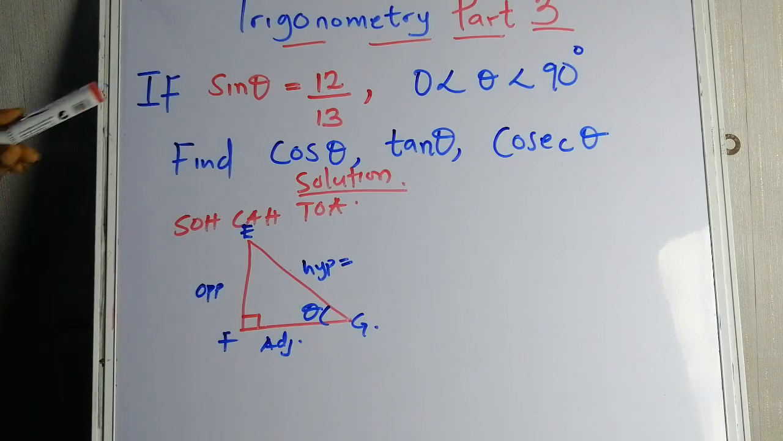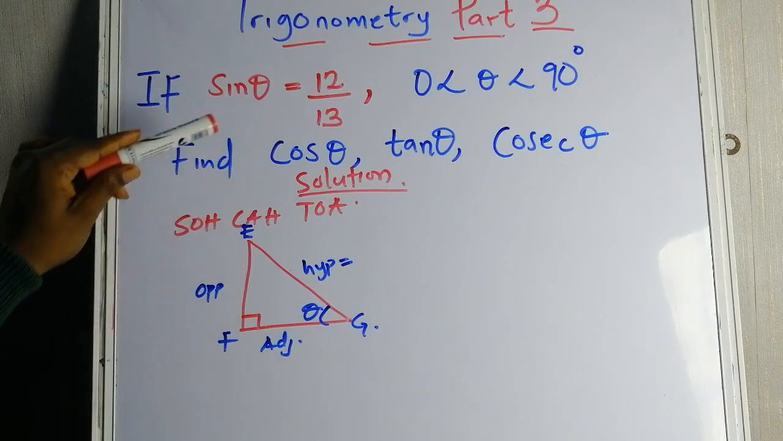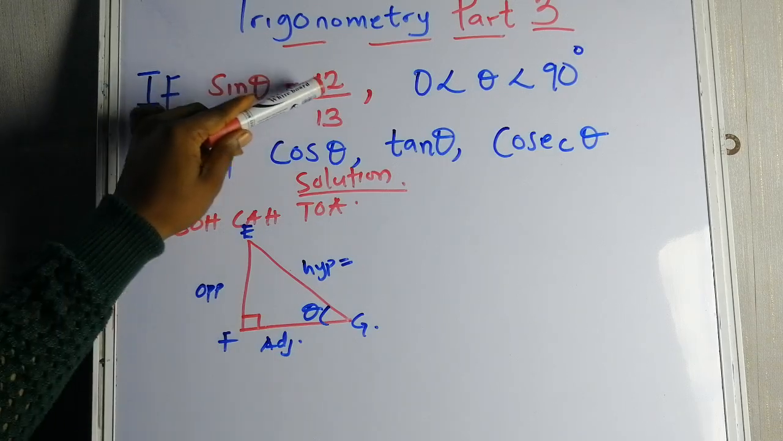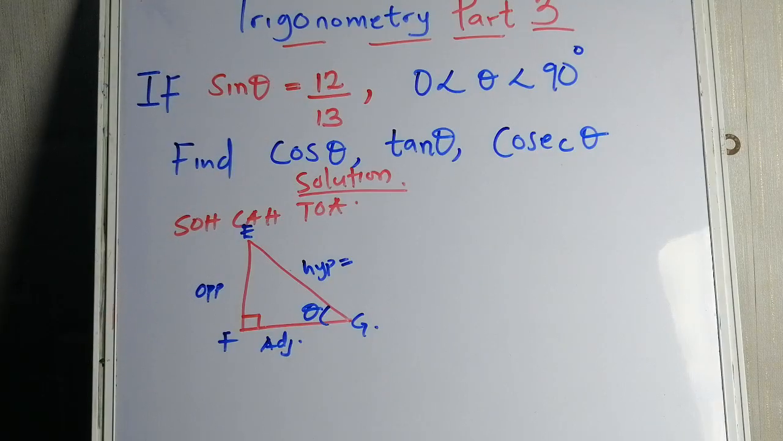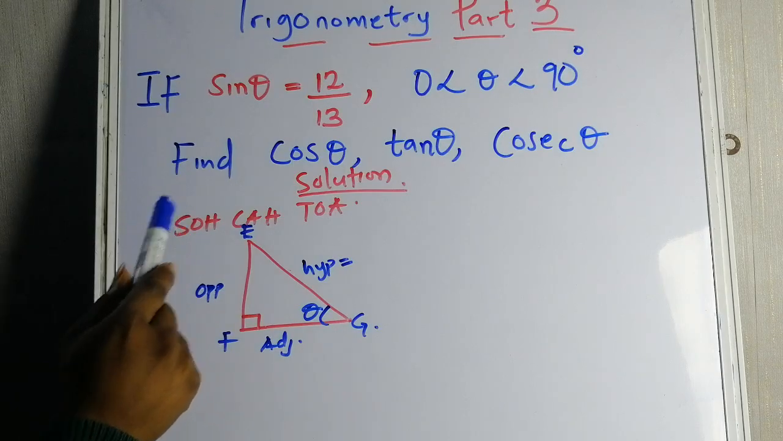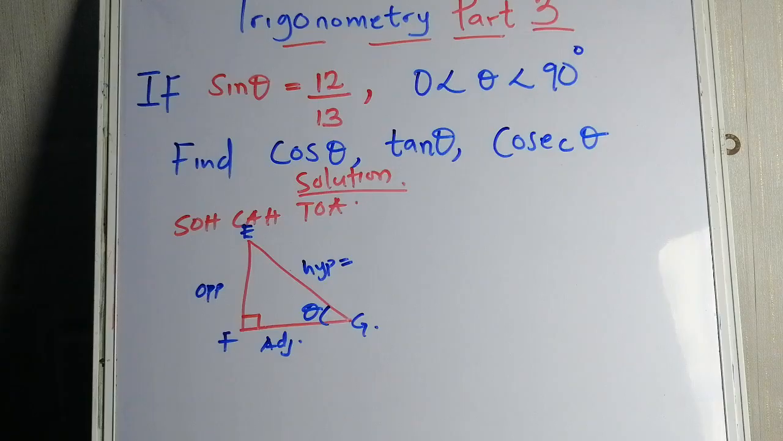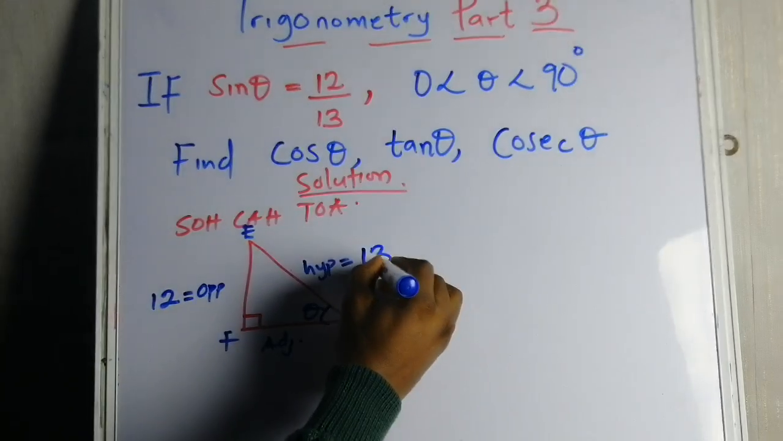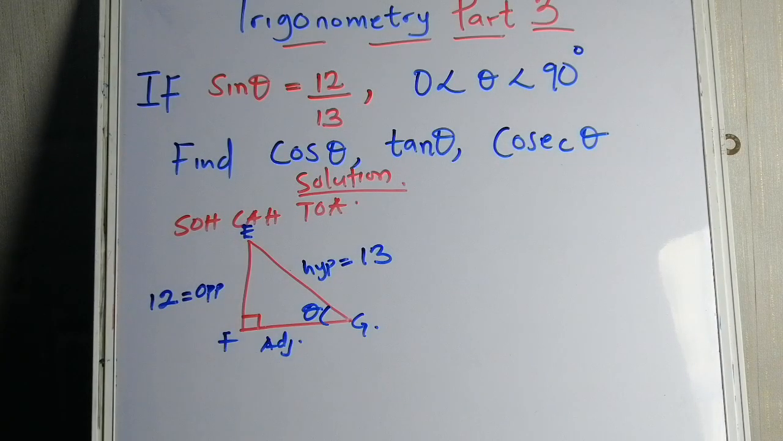Very important. Now, your sine theta, which is your SOH, is opposite over hypotenuse. So it means that my opposite here is 12, and my hypotenuse here is 13. Am I given my adjacent? No, I'm not given my adjacent. What do I need to do? I need to apply Pythagoras theorem to get my adjacent. I mentioned it in part 2. If you've not gone through it, please go through it so that you can understand part 3.